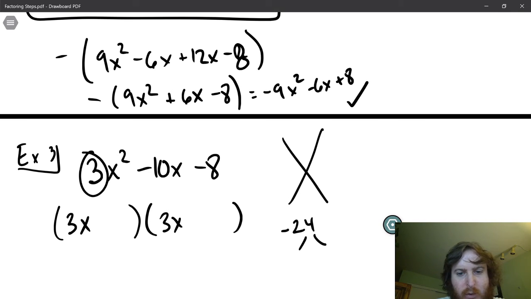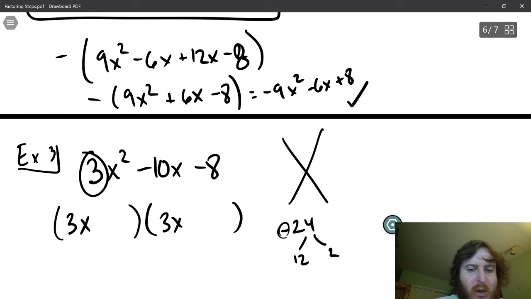So 8 and 3 don't work, but 6 and 4, technically they could add to 10, but because it needs to go negative 24, this negative means one number needs to be positive, one needs to be negative. So 6 and 4 actually don't work. But 12 and 2 work, because 12 minus 2 is 10. But we need the 10 to be negative, so we're going to have 3x minus 12 and 3x plus 2.